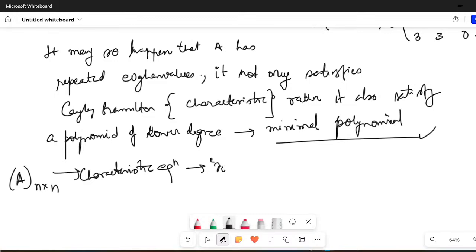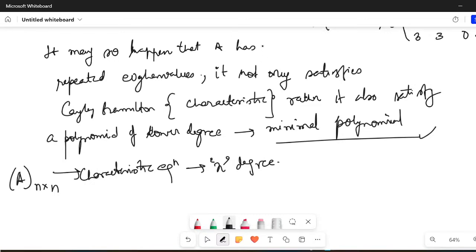Order n or degree n. Okay, so this is your characteristic equation of degree n. Now what happens is, as I told you, when there are repeated values, it may so happen. It's not always necessary, but it may so happen. I'm not writing that it will always happen. Quite often it may happen that A has repeated eigenvalues.